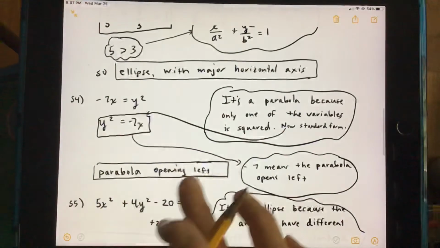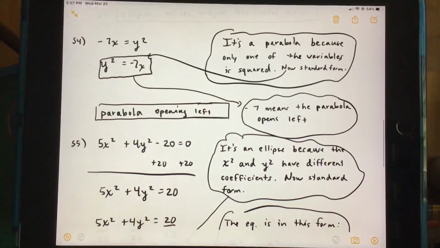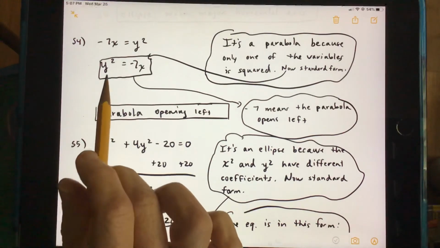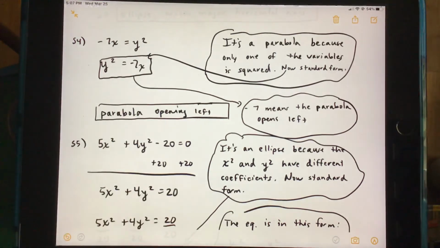All right, sample 4. Sample 4, we have negative 7x equals y squared. We only see y squared, no x squared, so we know this time we're working with a parabola, and a parabola in standard form will be solved for the squared variable, so here we are solving for y squared. We actually just need to switch the sides of this equation to get into standard form.